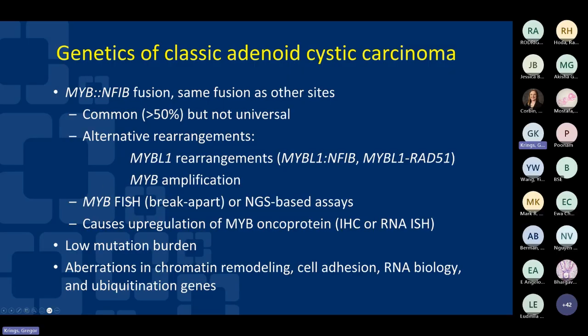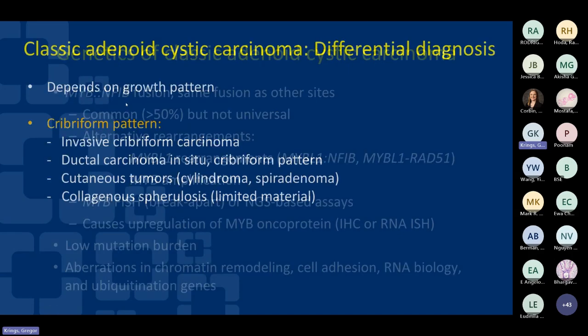And the rearrangements can be detected by MYB FISH or by NGS-based assays, which can help in challenging cases make the diagnosis. In all these cases, the MYB aberrations are thought to cause upregulation of the MYB oncoprotein, and this can be detected by both IHC and by RNA in situ hybridization. Aside from the fusion protein, these tumors in classic tend to have a low mutation burden, again suggesting that the fusion is the main driver.